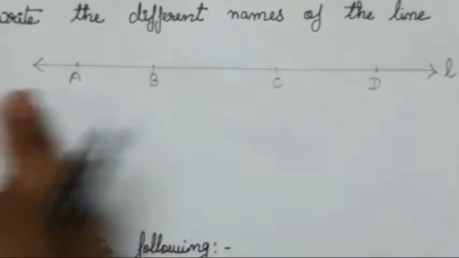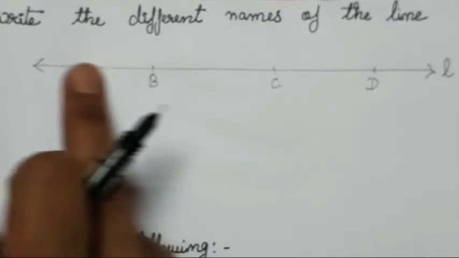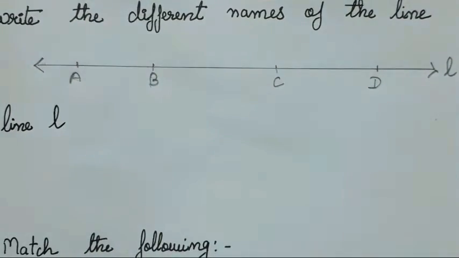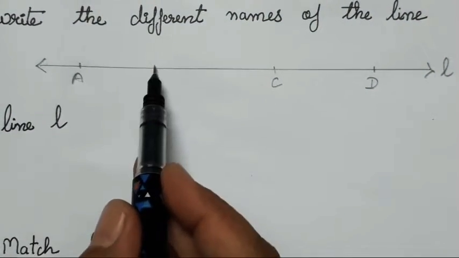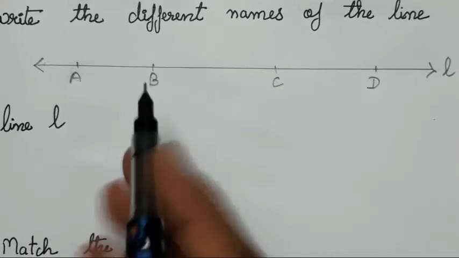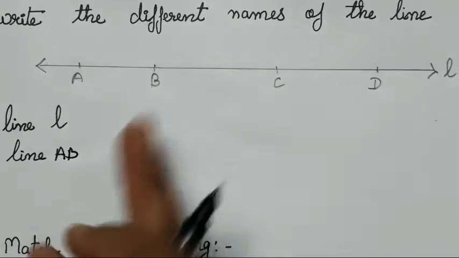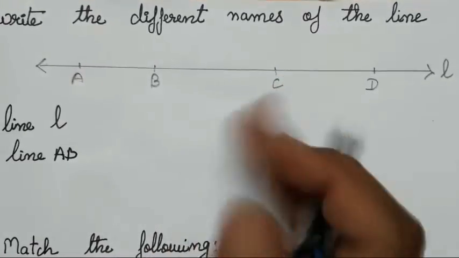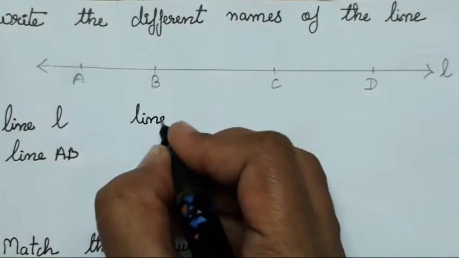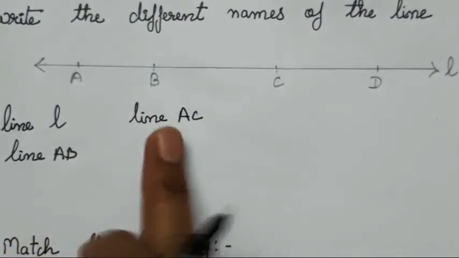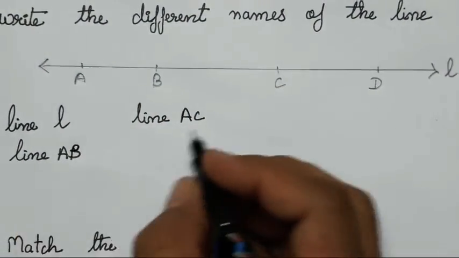So first is line L. As I said, this is a complete line. So first we will write line L. Next is line AB. This is also a line. So line AB. Line A and C. You all can mix and write whichever you all want. BC also you all can write. These names are going to vary according to you all.